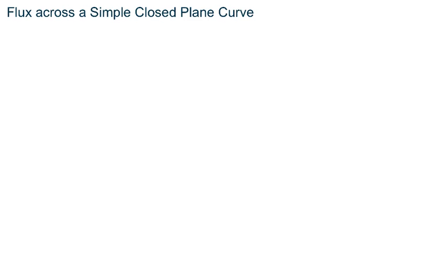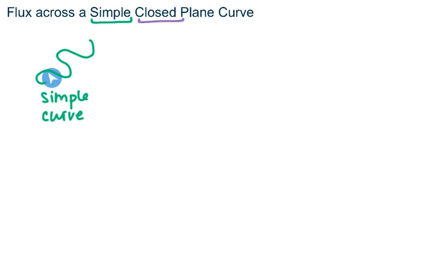Now we're going to talk about finding flux, the flux across a simple and closed plane curve. Now we need to talk about what we mean by simple and closed. Here we see a simple curve. The definition of simple means that a curve does not cross over itself.